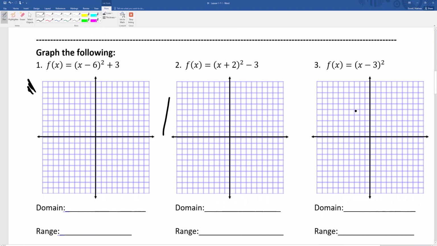We'll do number 3. Moves over 3 spaces, right? The horizontal shift is +3. There's no vertical shift. Follow the pattern. Domain, -infinity to +infinity. The range starts at 0, goes up to infinity.